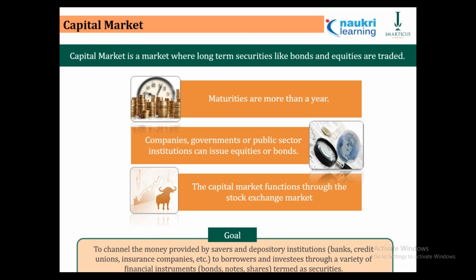Again, who can issue equities or bonds? Well, companies can issue equities. Governments and public sectors also take part in the issuance of equities or bonds, and the entire secondary market, or rather the trading, would take place in the designated stock exchanges, or places where these securities would be traded.